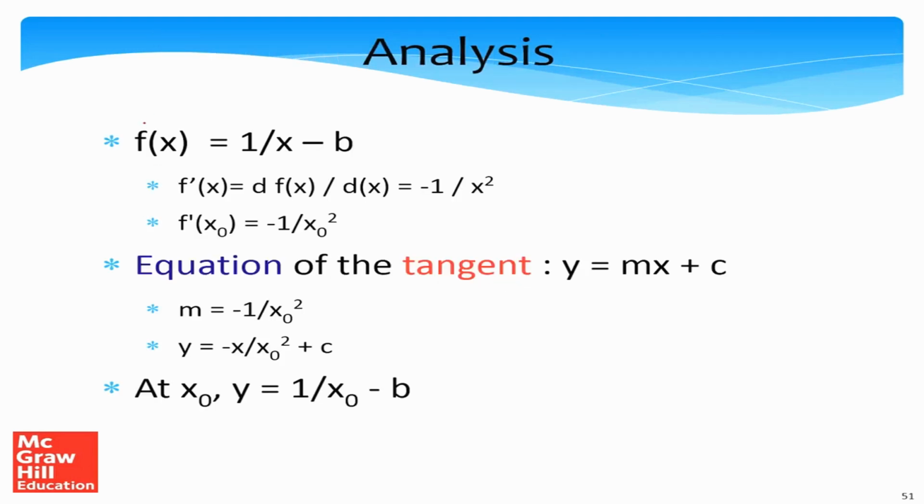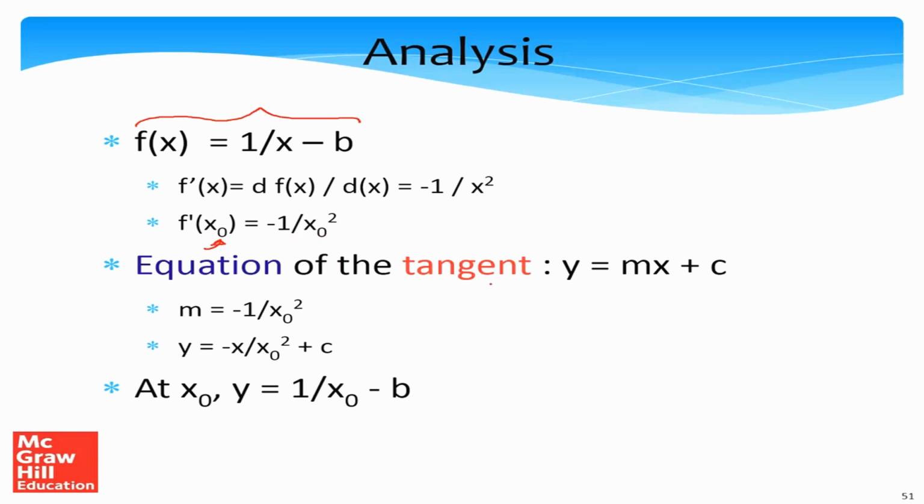So recall that my equation was f(x) = 1/x - b. Computing the tangent means finding the derivative at some point x, wherever we want to compute the tangent. So f'(x) = df(x)/dx, which in this case is -1/x². So at x0, the derivative of the curve is -1 divided by x0².